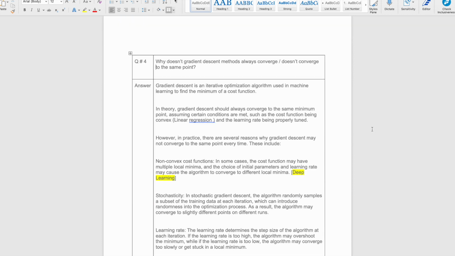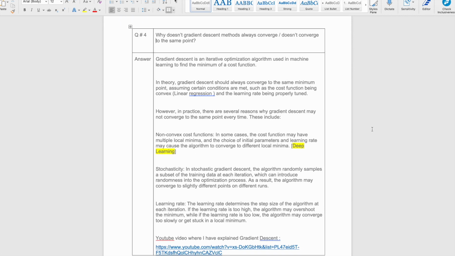My fourth question is, why doesn't gradient descent method always converge, or doesn't converge to the same point? So this is around gradient descent. Again, this is a very fundamental question. So what is gradient descent? Gradient descent is nothing but an optimization algorithm. And what kind of optimization? It's not a closed solution. You are not solving an equation.